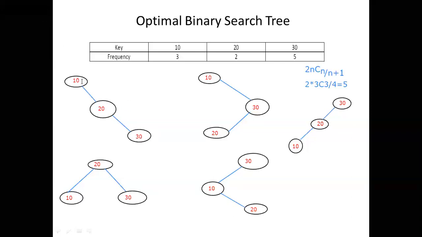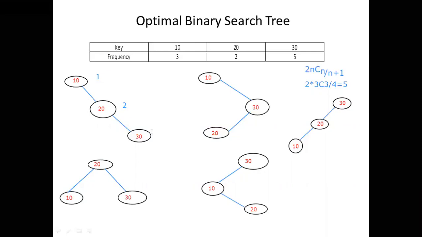See here, I want to search 10. How many comparisons are required? Only 1 comparison. Why? Any search always starts with the root. The value I want to search is 10, and the root has 10. Is 10 equal to 10? Yes. 1 comparison. Now I want to search 20. How many comparisons? First, is 10 equal to 20? No. 1 comparison is over. Next, is 20 equal to 20? Yes. Second comparison. In other terms, 2 searches are required to reach 20.